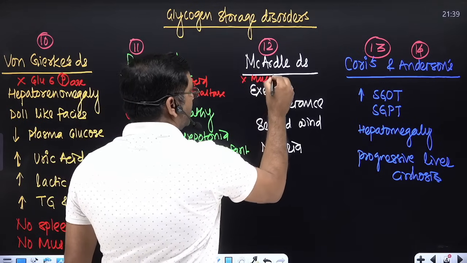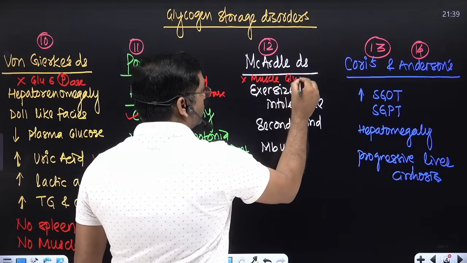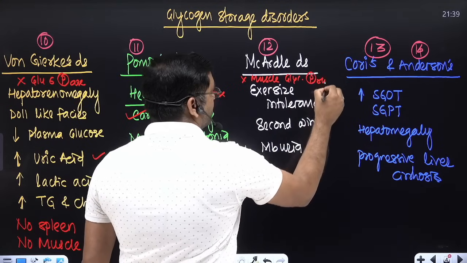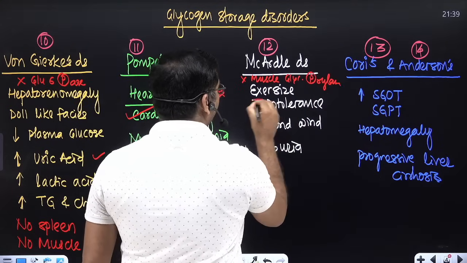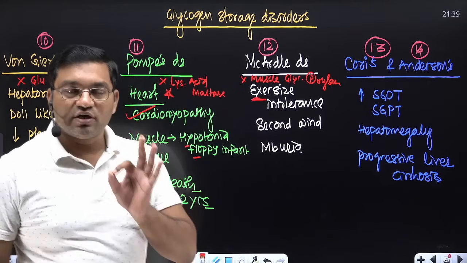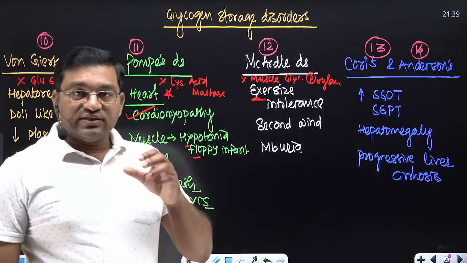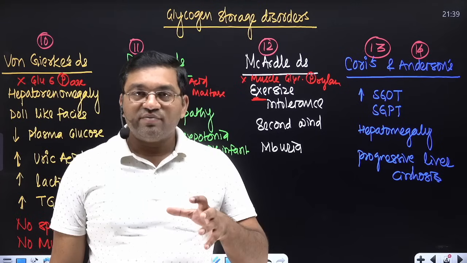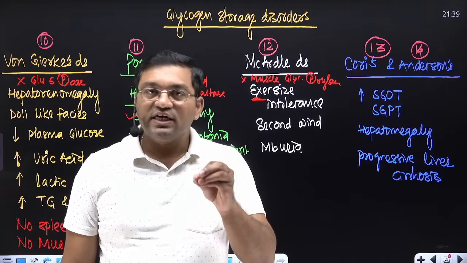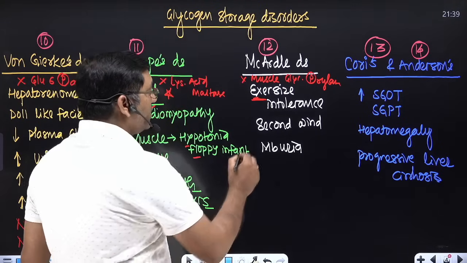It is due to the defect in muscle glycogen phosphorylase enzyme. And the typical feature is exercise intolerance. If the patient takes a pause for some time, he can resume his activity with little discomfort. That is known as second wind phenomenon.